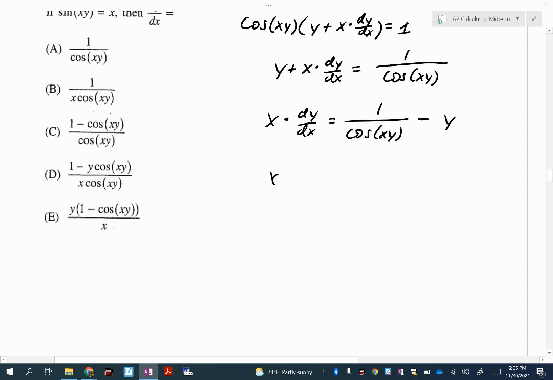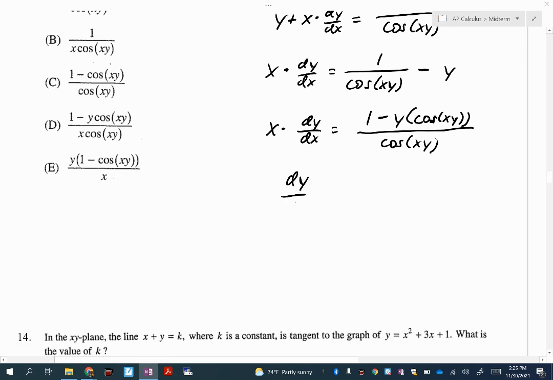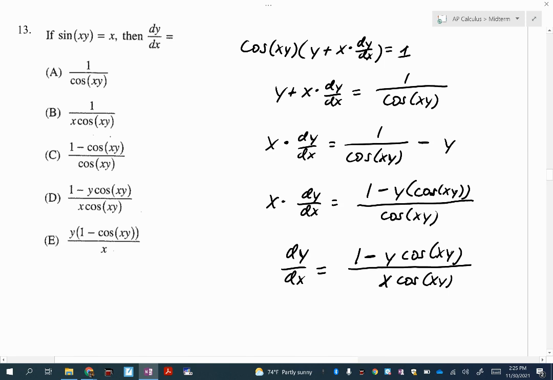I'm going to get a common denominator here before I move that x over finally to finish it. So the common denominator is cosine of xy, so that's not going to change. So it's 1 minus y times the cosine of xy all over the cosine of xy. So to finish it, all you do is move the x over with division, and it should look something like this. All right, so I'm looking for my answer choice that shows that, which looks like it's D.